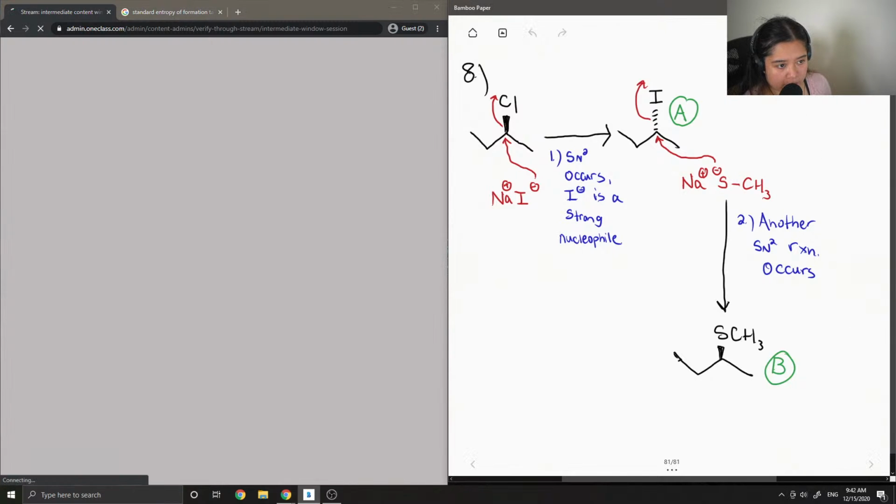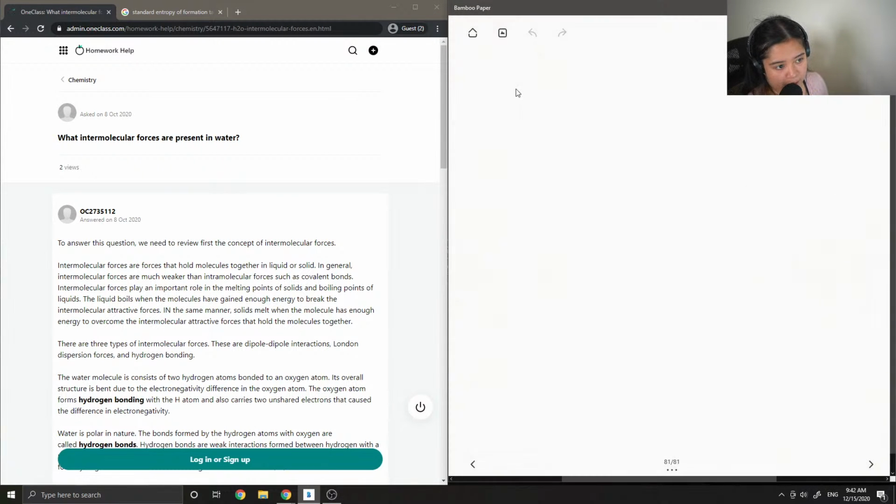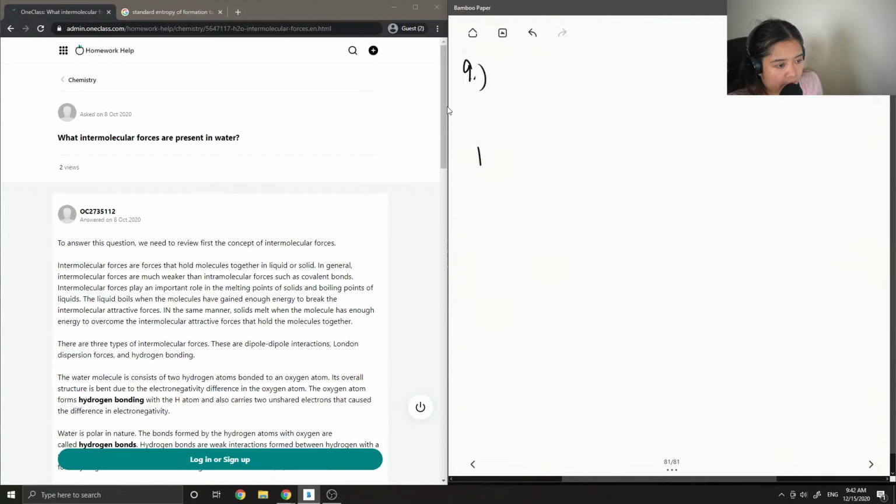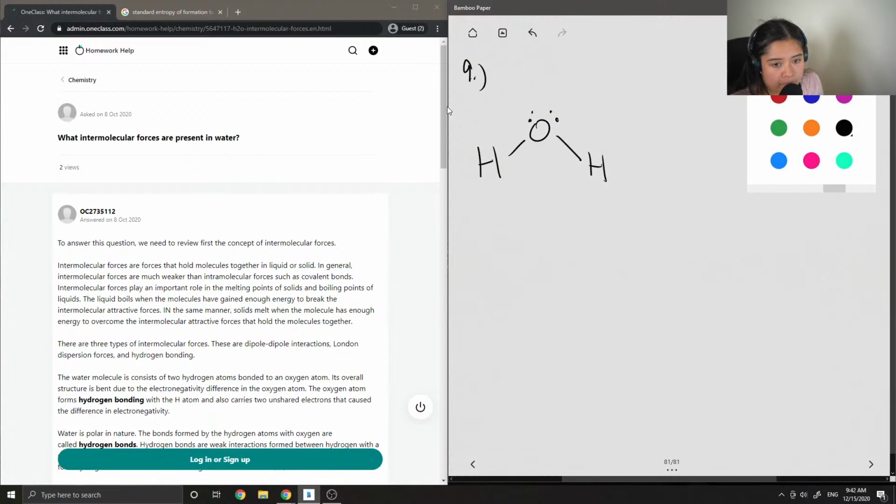Okay, so on to question number 9, which I think is the last question we have time for. What are intermolecular forces present in water? So let's draw a molecule of water, which is H2O. Okay, so oxygen is more electronegative than hydrogen. So I can show a dipole moment being formed in the direction of oxygen.